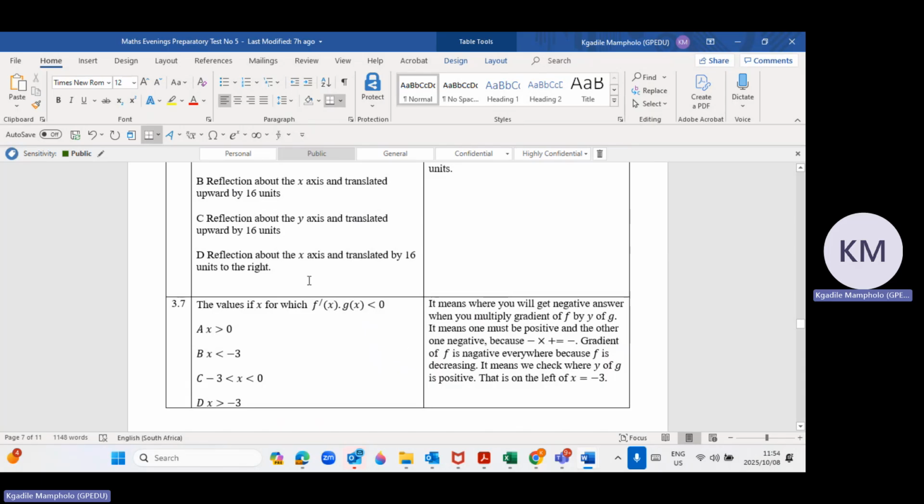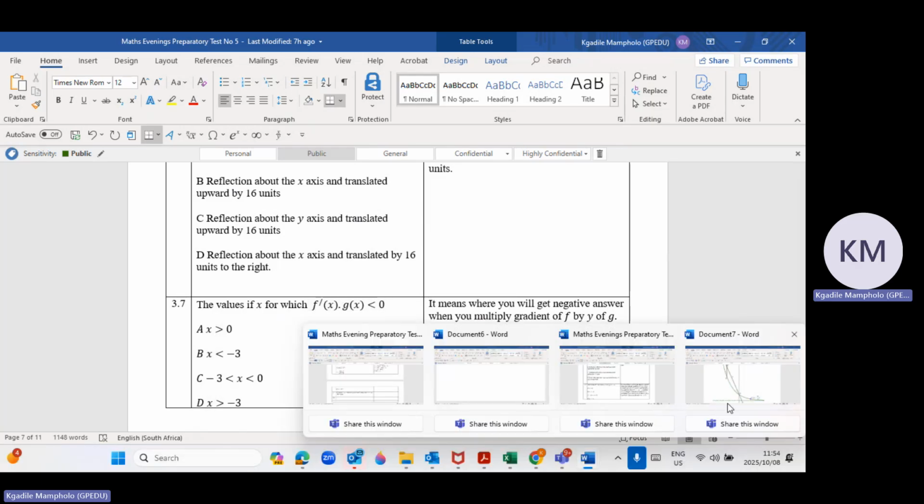Now, if you check, F is a decreasing graph. If it's a decreasing graph, it means the gradient is negative everywhere. If the gradient is negative everywhere, then to get a negative answer when we multiply, we will check where g is positive. Because remember, when you multiply two things to get a negative answer, one is positive, the other one is negative. In this case, we already know that F is decreasing. It means the gradient of F is negative everywhere. So you are going to check where G is positive.